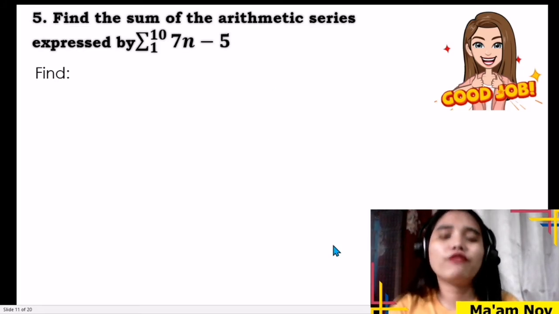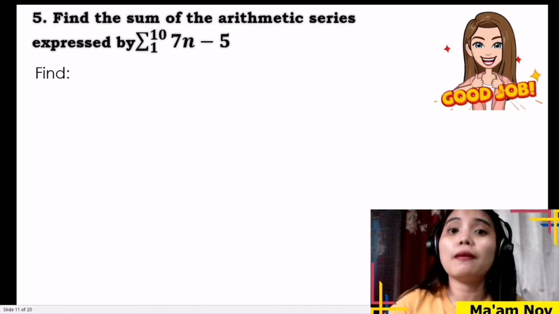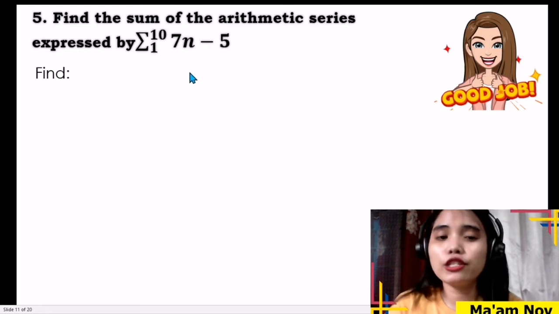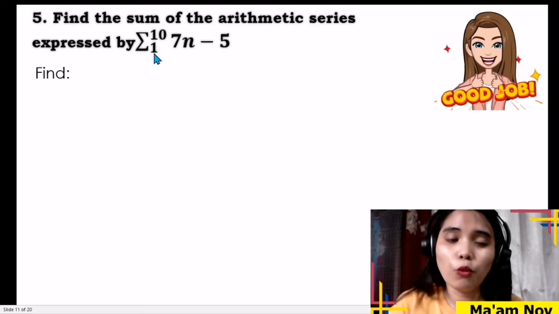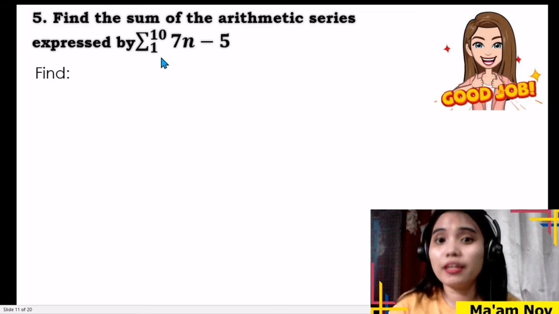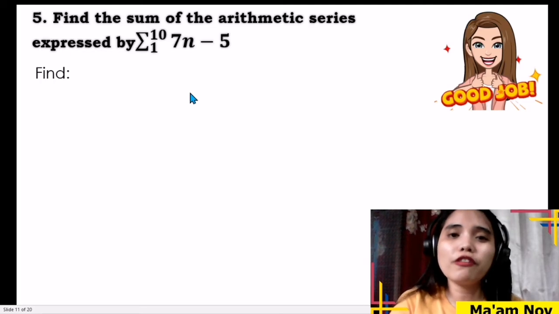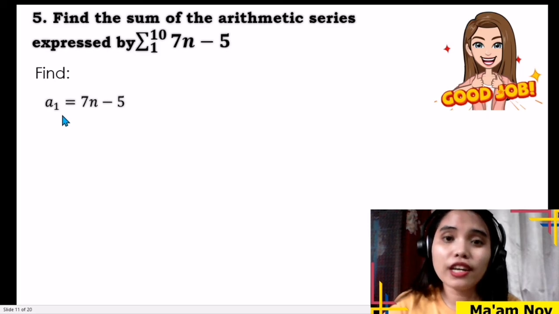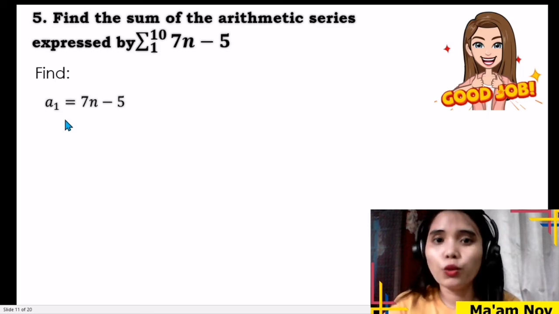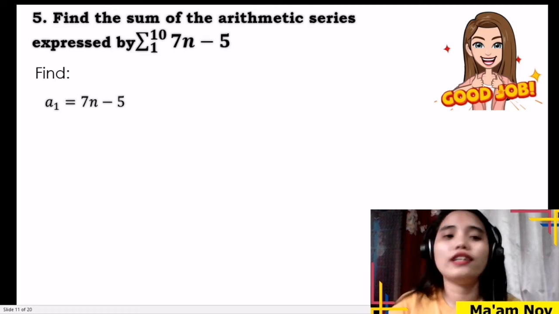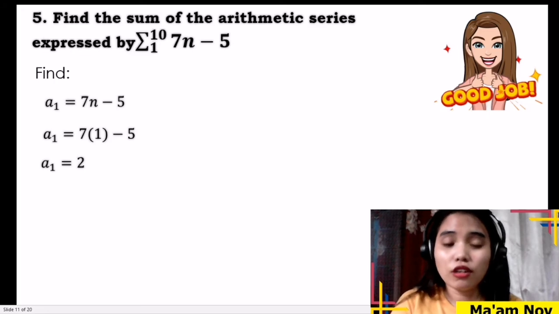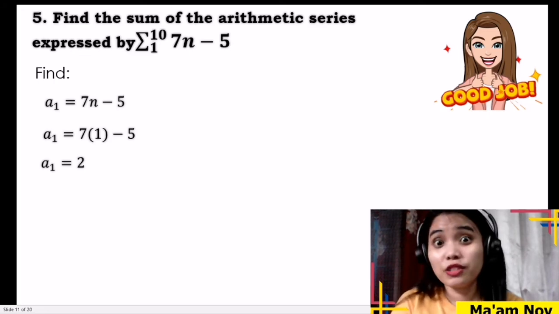Another one. Let's find the sum of the arithmetic series expressed by, how do you read this? The summation of 7n minus 5 as n goes from 1 to 10. So our n again is from 1 to 10 only. First, we will find the first term. Our first term, a sub 1, equals 7n minus 5. What is our n? 1, that's right. So 7 times 1 minus 5 equals 2. So our first term is 2.